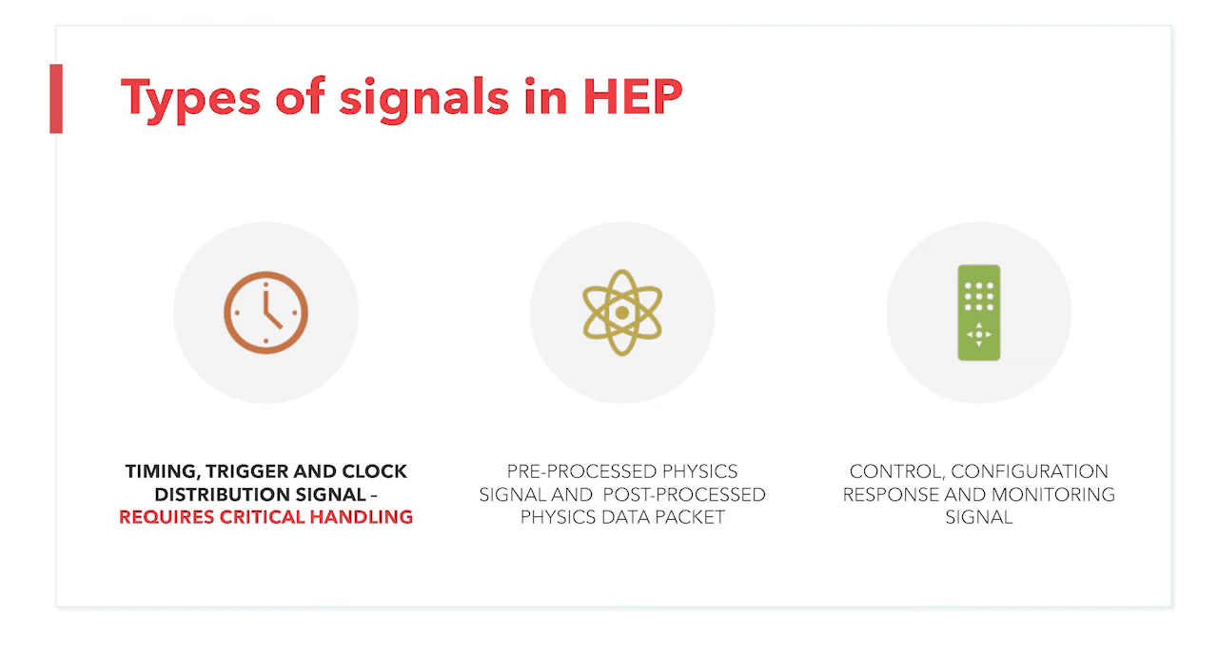As you can understand, in any control system it's normal to have such dedicated signals. What I am going to cover today is the timing, trigger, and clock distribution signal. And this signal requires very critical handling.